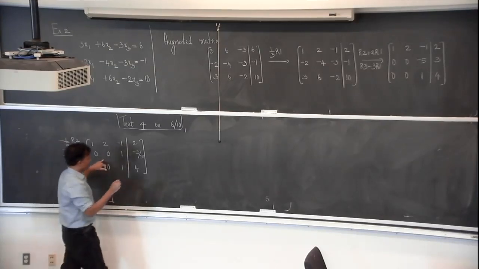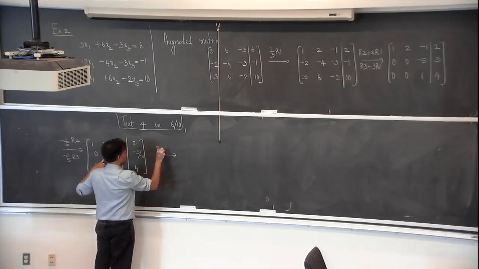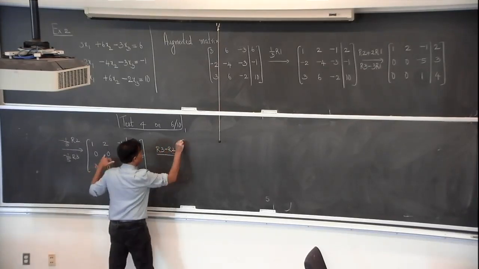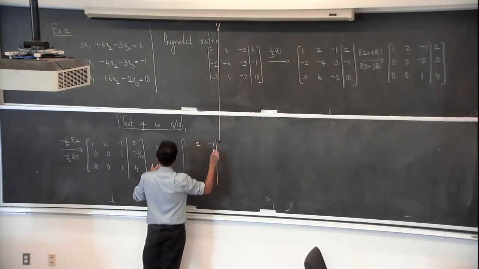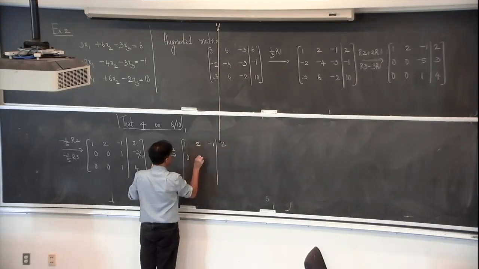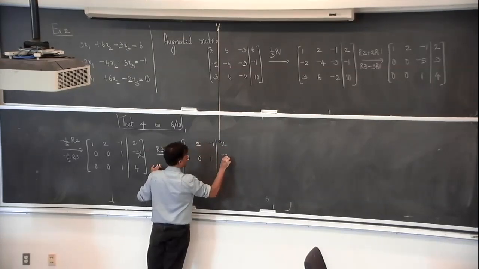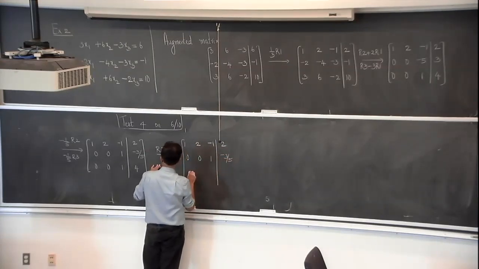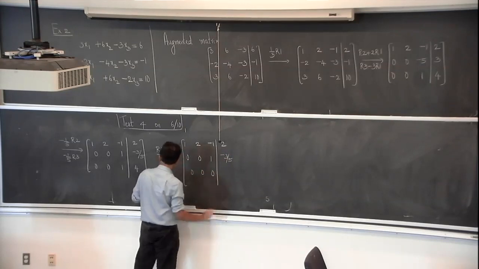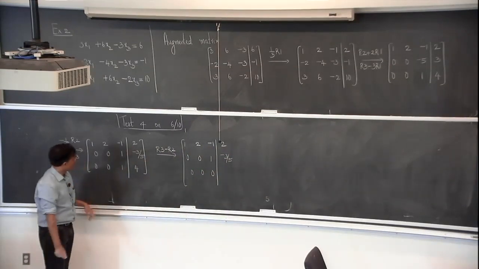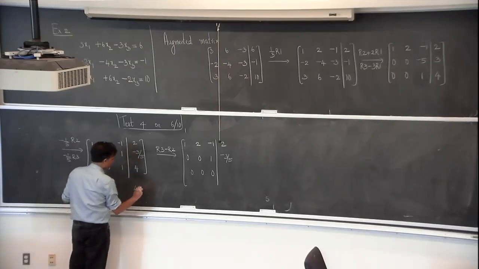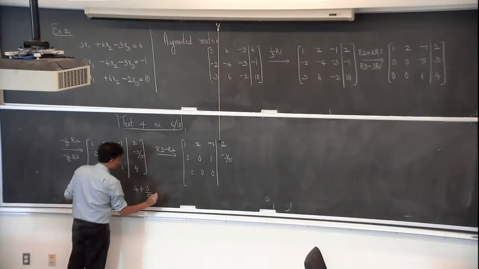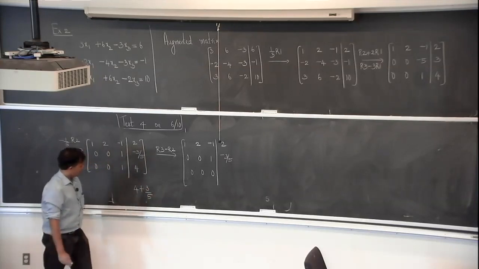So you can do R3 minus R2, and you get 1, 2, -1, 2, 0, 0, 1, -3/5, and 0, 0, 0, because you're doing R3 minus R2. This would be 4 minus -3/5, that's 4 plus 3/5, which is 23/5.